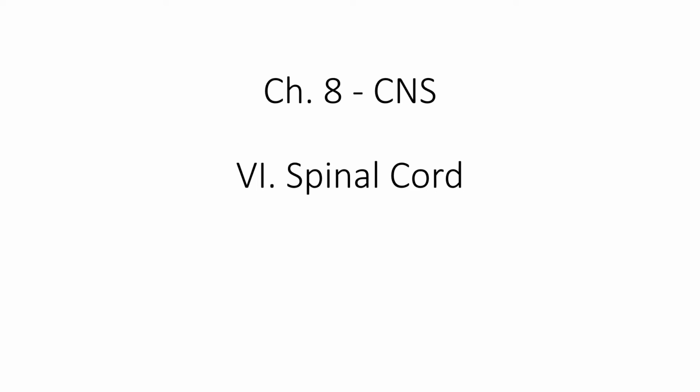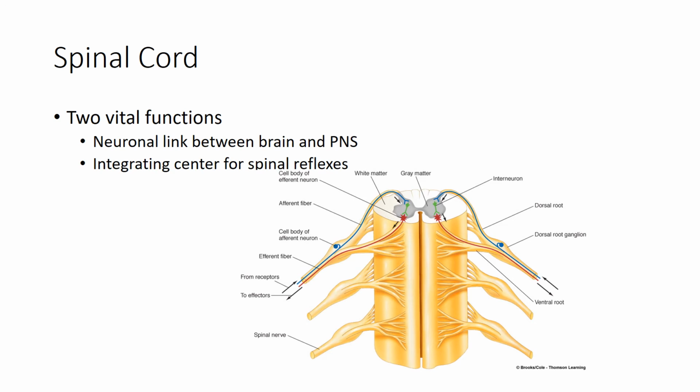All right, so last section for central nervous system, we're looking at the spinal cord. There's two main functions for the spinal cord. First is going to be the link between the brain and the peripheral nervous system, and also integration center for spinal reflexes. The spinal cord is composed of white matter, so what we see here, and it's going to surround then the gray matter, which is going to be more medial.